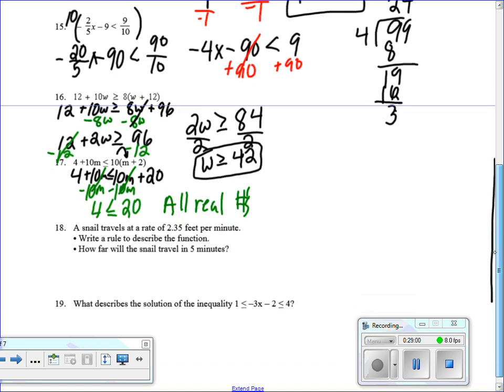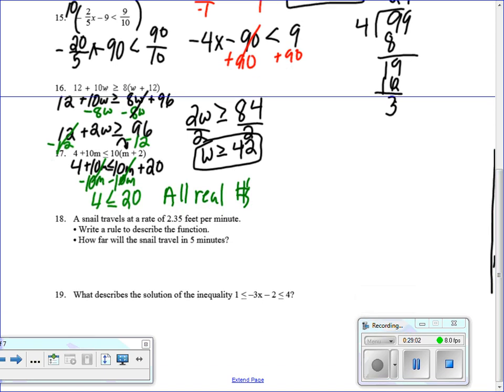All right, 18. Okay, we have a snail that travels at a rate of 2.35 feet per minute. Write a rule to describe the function. How far will the snail travel in 5 minutes? Okay, well we know the snail can travel at a rate of 3.5 feet per minute. So rate, and we're trying to find the distance. So distance equals rate times time.